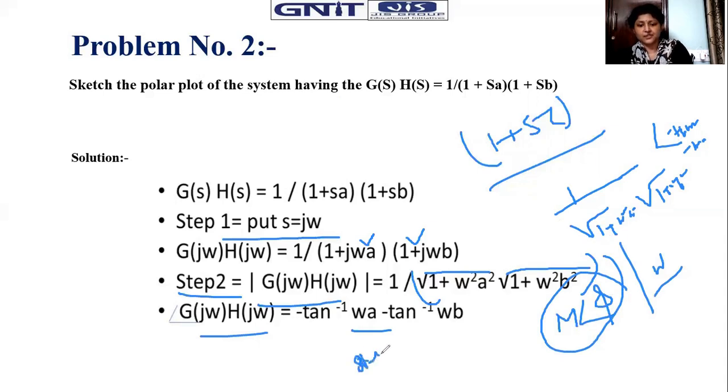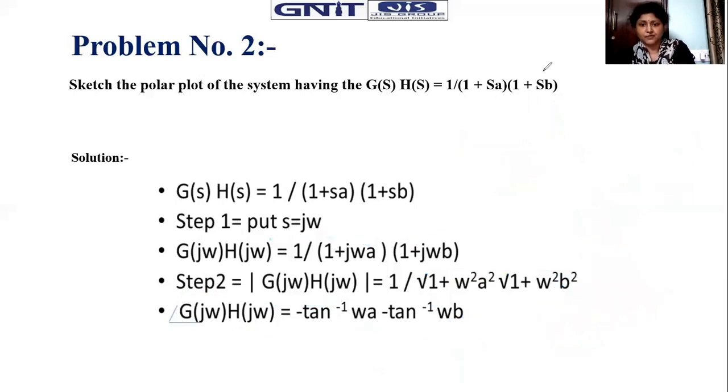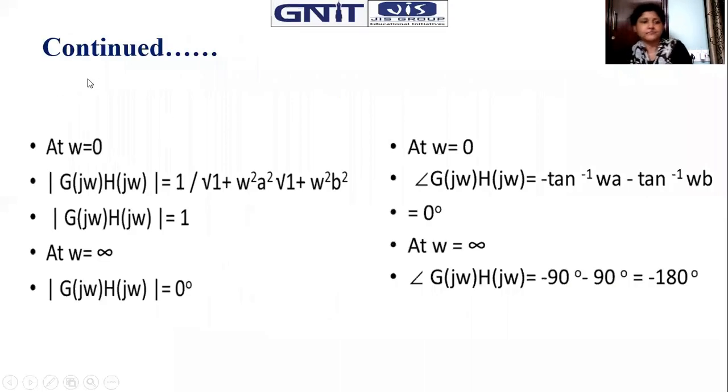So step 3 is we will make a table of omega with the whole range 0 to infinity. What will be the M-phi value for 0 and infinity? We need to find it, and let's make a table. That will be easier for you to get the polar plot. Okay, so let me clear my sketch and we are moving to the next part.